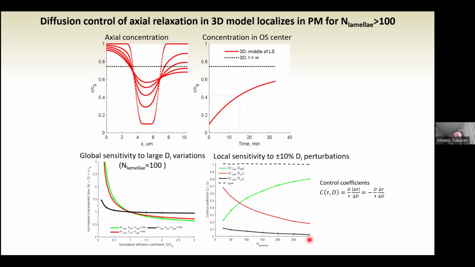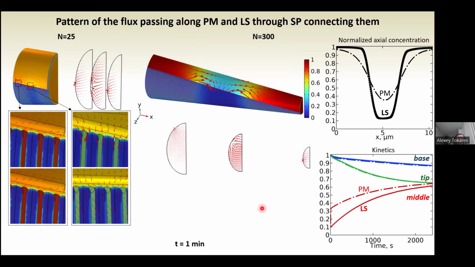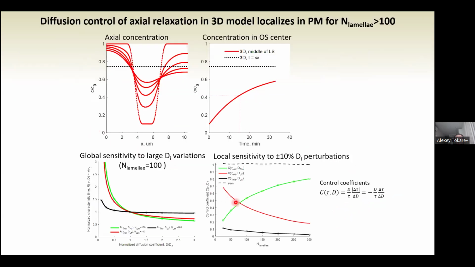And the sensitivity to the diffusion coefficient in the U-turn, that is, these structures, the part where lamellae and plasma membrane join, decreases when we increase the number of lamellae.